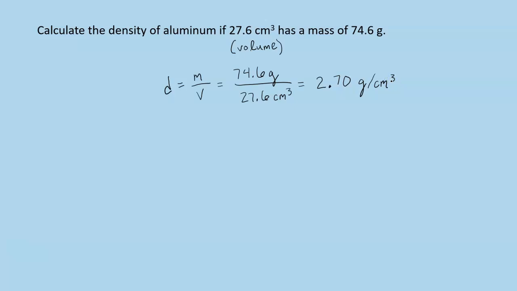Now don't worry if you haven't covered sig figs yet in your class. I'm sure that that will come soon. But we typically want the least number of digits in our answer of the numbers that we use in our calculation, if it's multiplication and division.